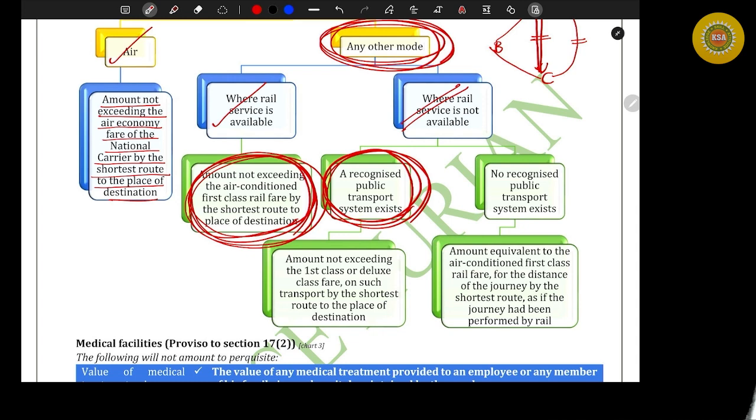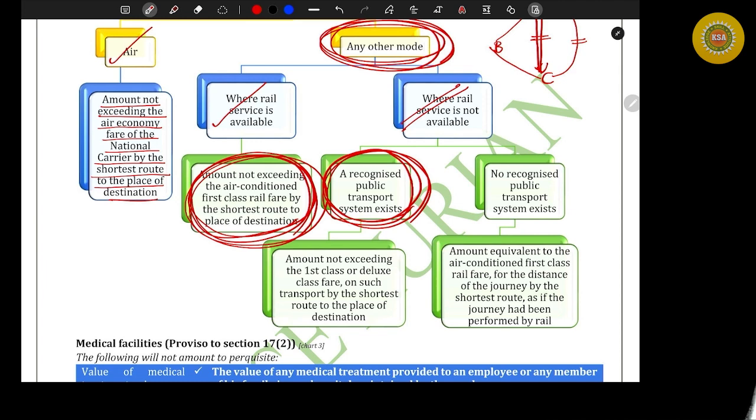Now, this is the comedy: what if there is no recognized public transport system? You performed the journey in any mode other than air, and there is no rail service. There is no recognized public transport system as well. You have gone to a forest, Satyamangalam forest. I think Veerappan was there in the Satyamangalam forest, right? So you went to Satyamangalam forest. Is there any public transport system inside? No. Then what to do? There is no flight, there is no train, there is no public transport system as well. Then what is the maximum exemption? This is the comedy.